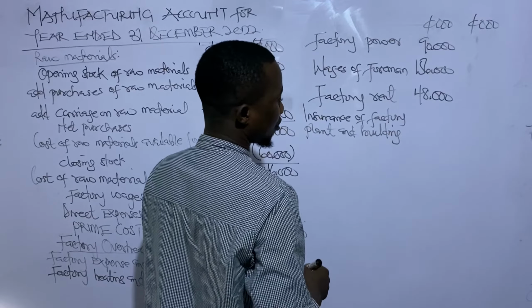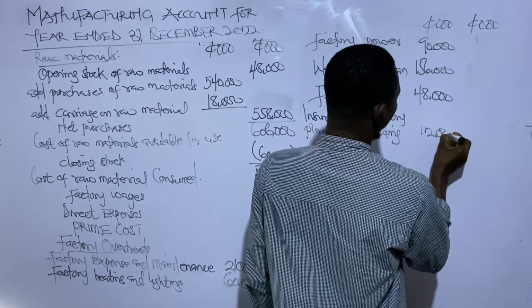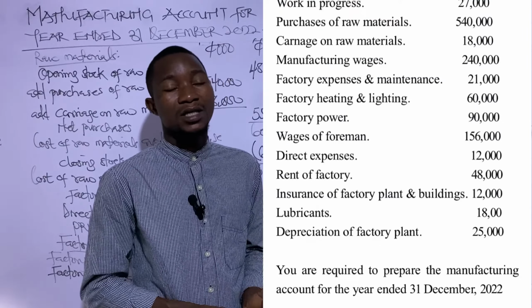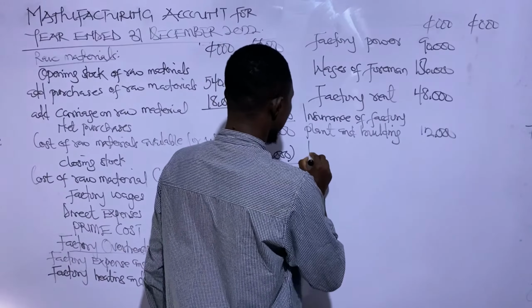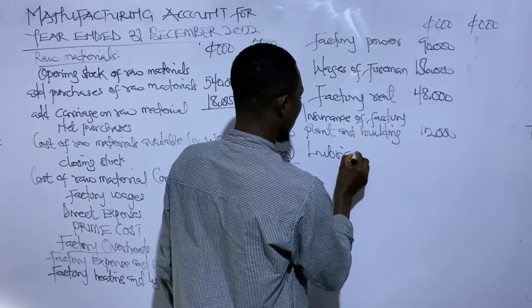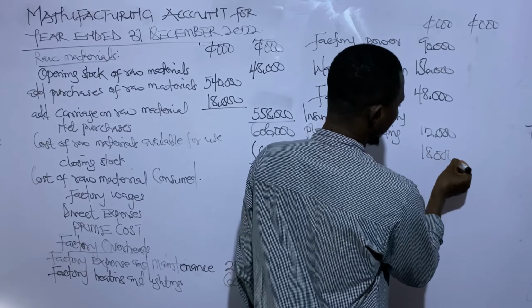And it is an amount of 12,000. The next indirect is lubricants, and it is an amount of 18,000. So lubricants, and the amount is 18,000.